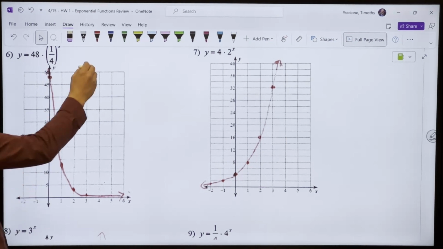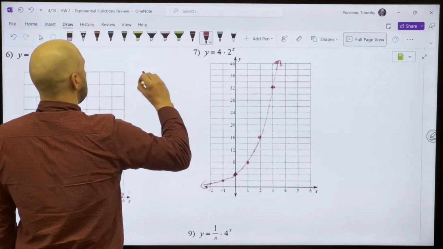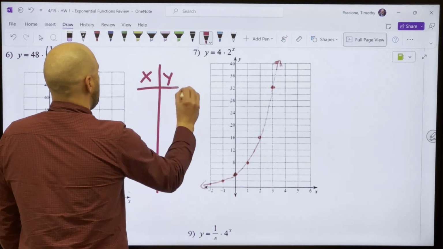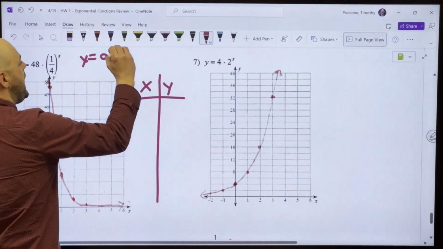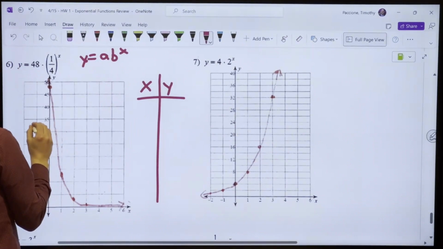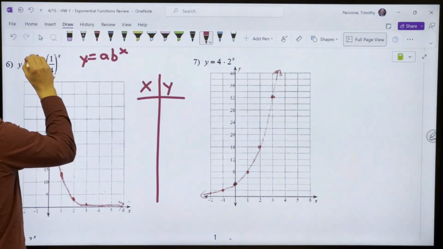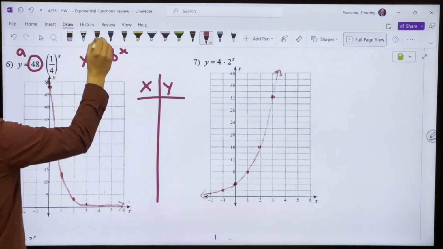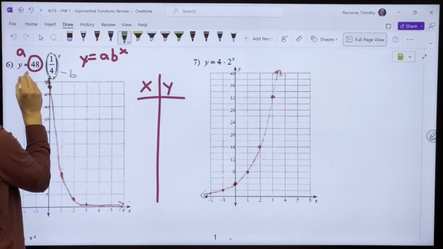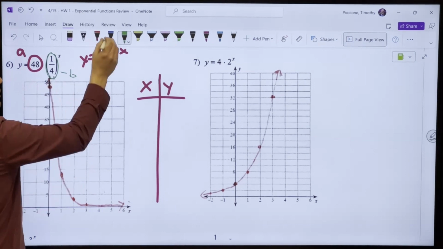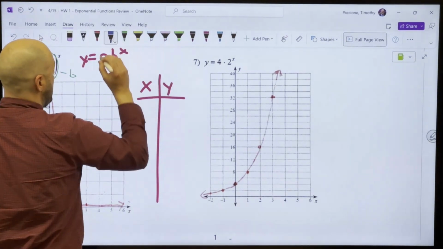Okay. So 6, x, y. Okay, I know that y equals ab to the x. So what's my a here? 48. Right? That's my a. And what's my b? 1 over 4. Right? This is my starting point. That's my multiplier.